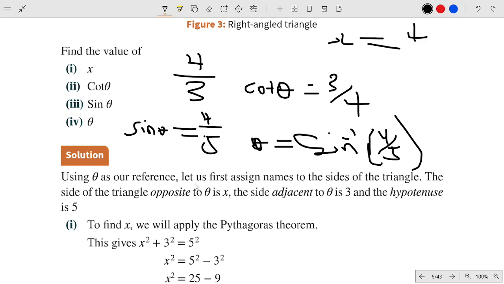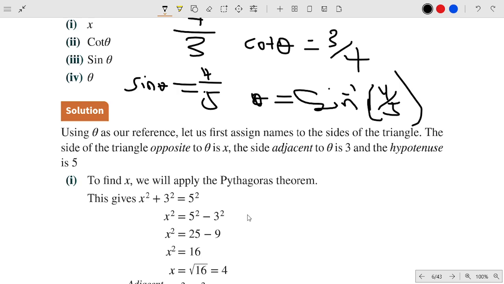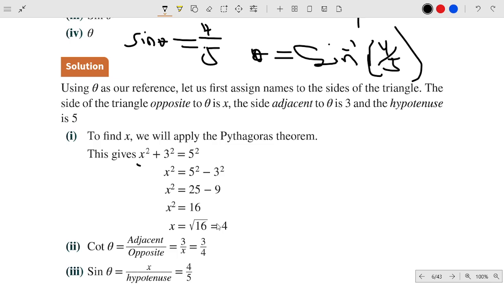Alright, so just as we did, using theta as our reference, I'm going to read this. Let's first assign names to the sides of the triangle. The side of the triangle opposite to theta is x. The side adjacent to theta is 3, and the hypotenuse is 5. To find x, we apply the Pythagoras theorem. We have x squared plus 3 squared equal to 5 squared. So we transpose, then we have 25 minus 9, we have 16. So the square root of 16 equals 4.